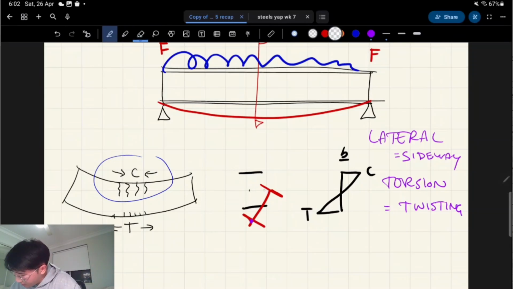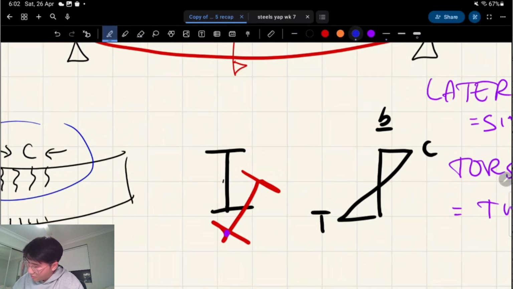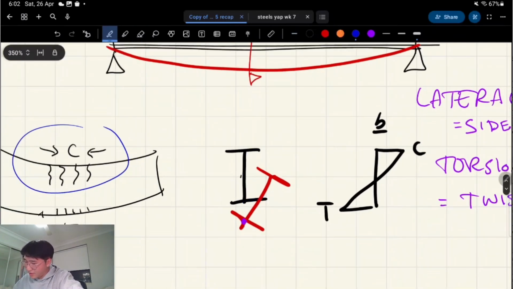So how do we prevent this? For compression, what we had to do is essentially restrain the beam in the middle, or entirely, in order to stop it from compression buckling left and right. We know what compression buckling looks like. The thing is, we have to restrain this compression flange in order to stop the lateral torsional buckling.